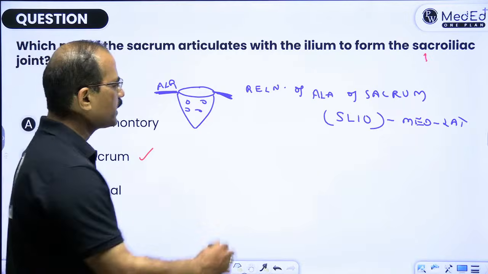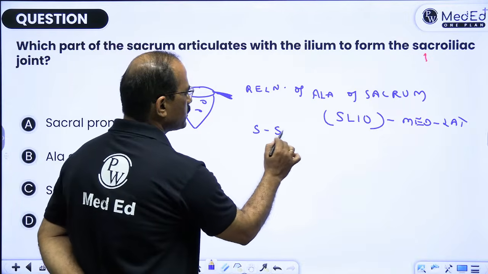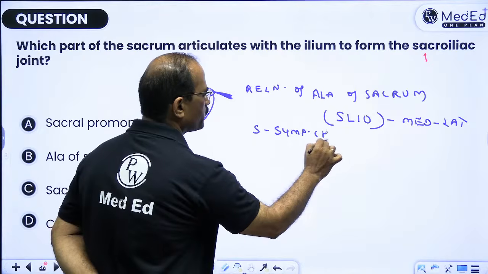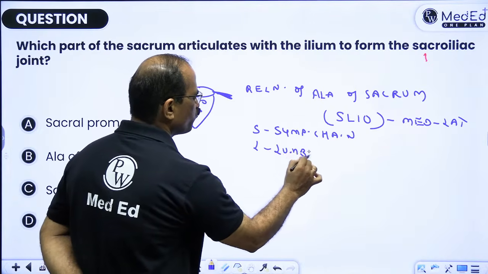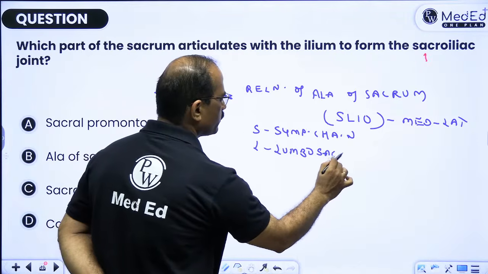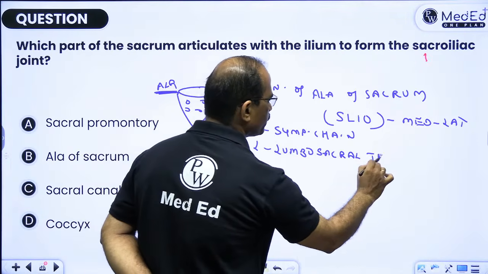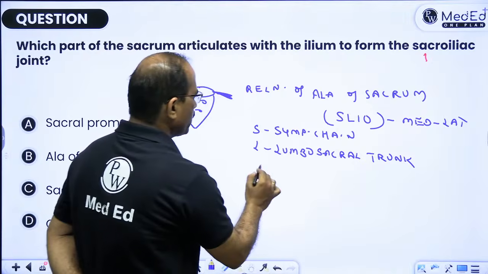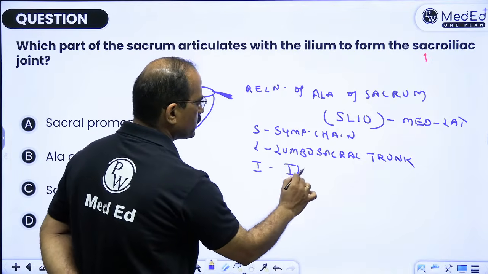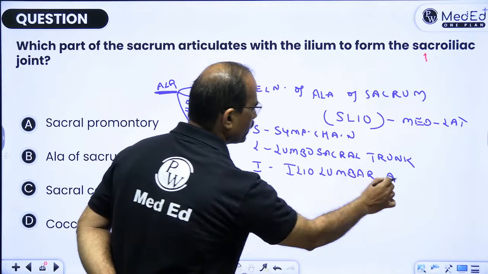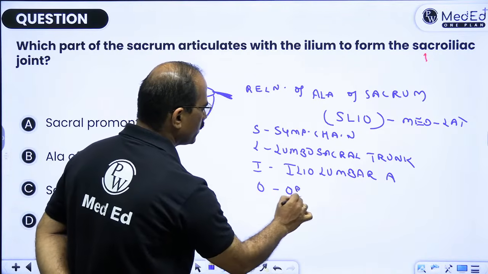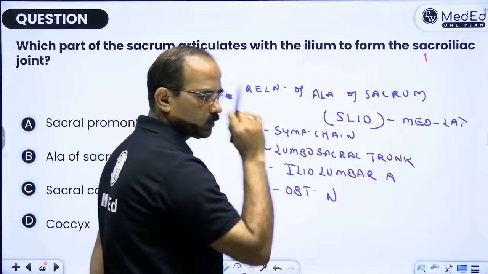SLIO. What is S? S is sympathetic chain. L is the lumbosacral trunk. I is the iliolumbar artery. O is the obturator nerve.